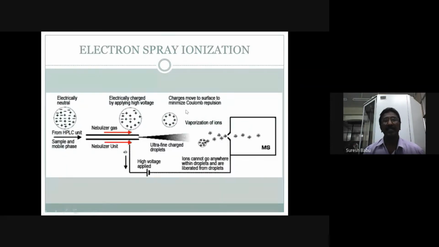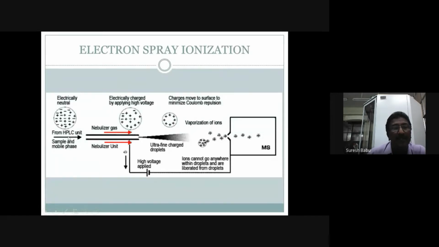This is the schematic representation of electrospray ionization. Here the aim is, the output of LC, that is a solution, we have to remove the solvent and enrich the sample, and we have to ionize the sample molecules. That is the purpose of this ionization unit.